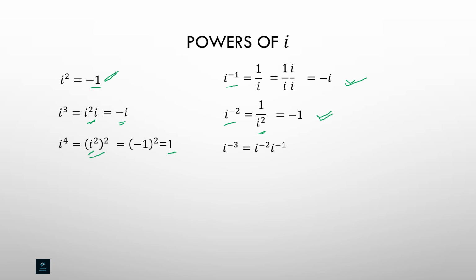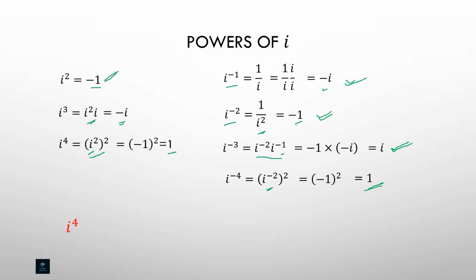Next one is i to the power minus 3, which can be written as product of i to the power minus 2 and i to the power minus 1. i to the power minus 2 is minus 1 and i to the power minus 1 is minus i. Therefore i to the power minus 3 is minus 1 into minus i. This is equal to i. Next one is i to the power minus 4, which can be written as square of i to the power minus 2. Now i to the power minus 2, we already know that it is minus 1. Therefore i to the power minus 4 is square of minus 1 equal to 1.